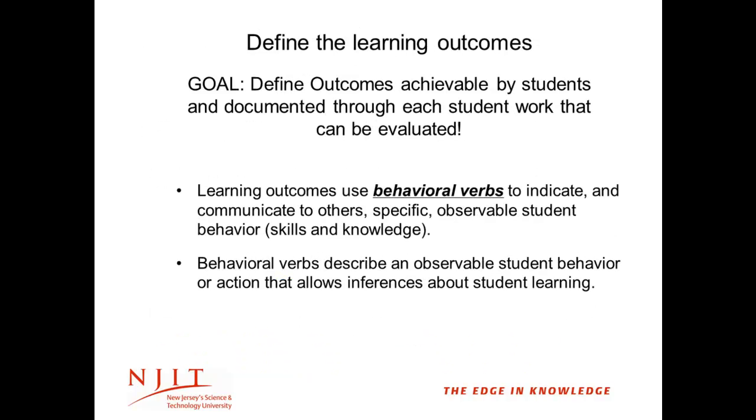So what is a learning outcome? It's really looking at achievable work from the student that can be documented in the work products. Okay? So the outcome is something that's achievable by the students and documented through each student's work that can then be evaluated by you, the instructor, or if you have the peer, sometimes you use peer evaluation.